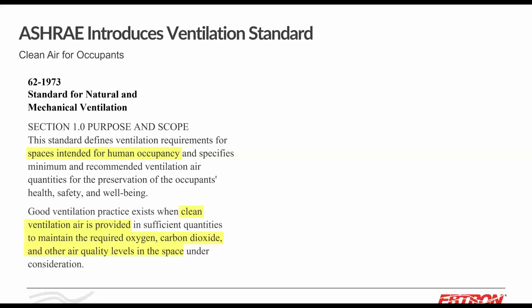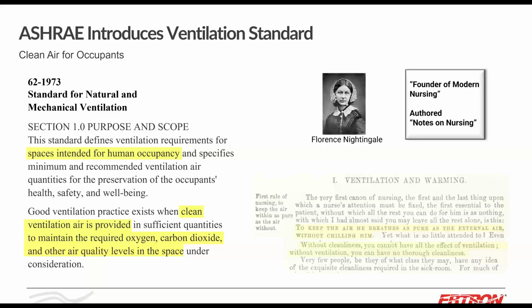And in this very first edition of ASHRAE 62, it talked about clean ventilation air to remove the contaminants in the space, such as carbon dioxide or other things, and bring in more oxygen or displace what is in the space that is bad. But this is not a new concept.